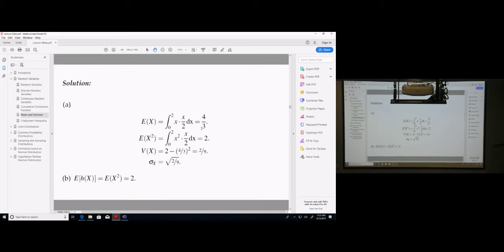It is 4/3 here. And then the expectation of x squared. Why do I need this? Because I'm aiming at the variance, which will be the second moment minus the square of this number. So I need to have this number, all right, which is 2. And so it's 2 minus this, all right? And so as a result, the standard deviation is square root 2 over 9.